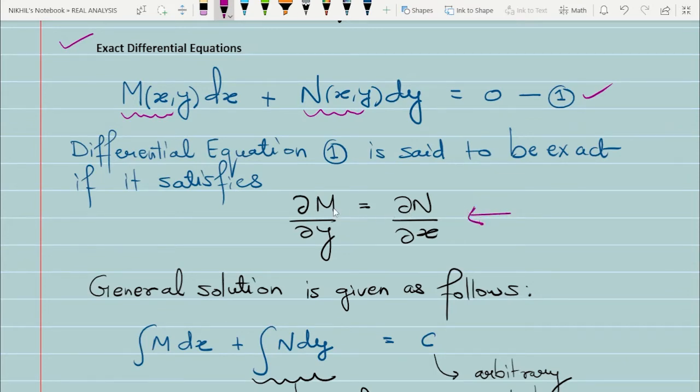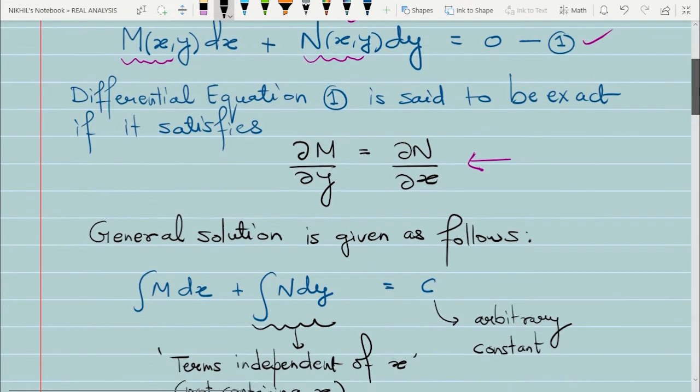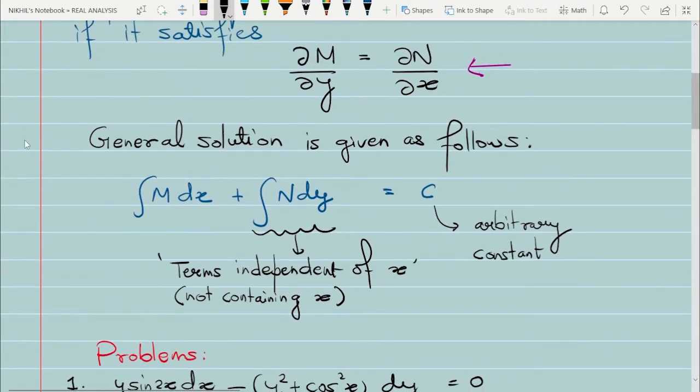That is, if we differentiate the function M with respect to the independent variable y, that is the partial derivative of M with respect to y, it equals the partial derivative of the function N with respect to x. If you calculate these partial derivatives and they come out to be equal, then we say equation 1 is exact. And in the case when it satisfies this, the general solution to equation 1 is given by this here.